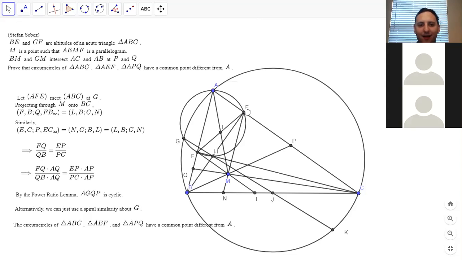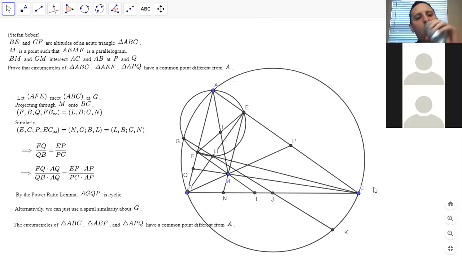Basically the idea is that GFB we know is similar to GEC. So if these points are in the same ratio, BQ over QF and CP over PE, then GFQ has to be similar to GEP. So by a spiral similarity, GQP is cyclic. That's pretty nice. I never realized that you could basically prove one using the other. That's actually really interesting.